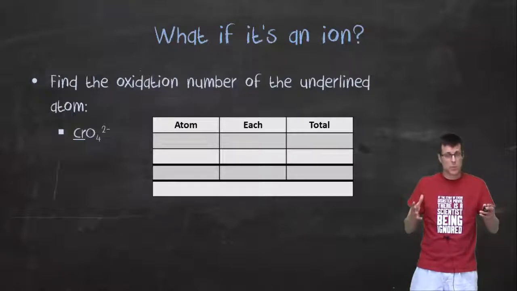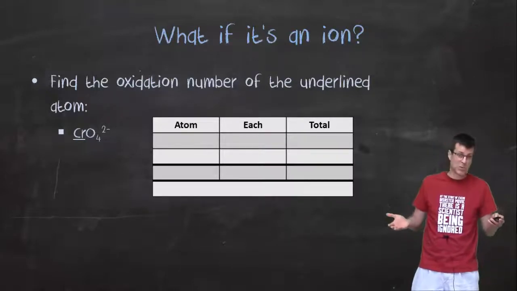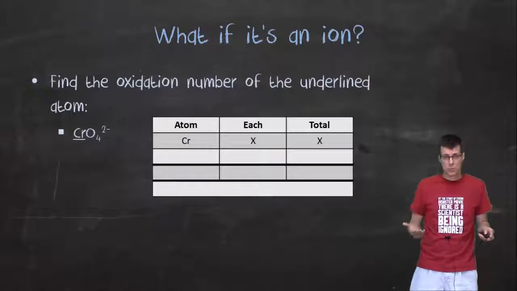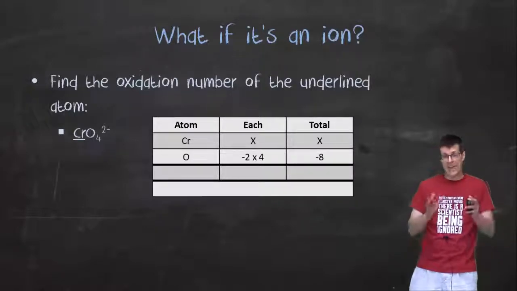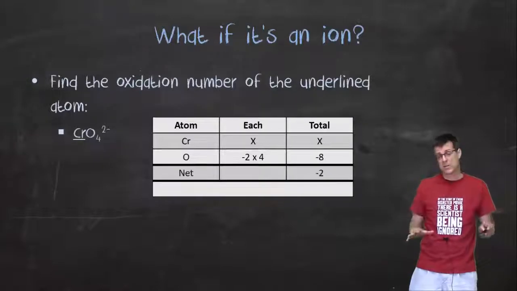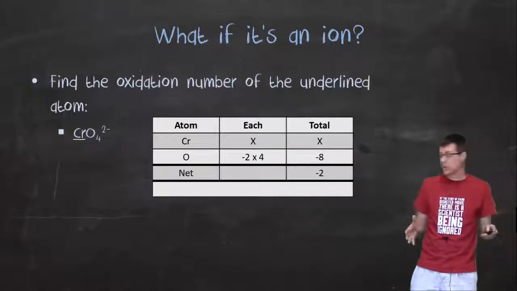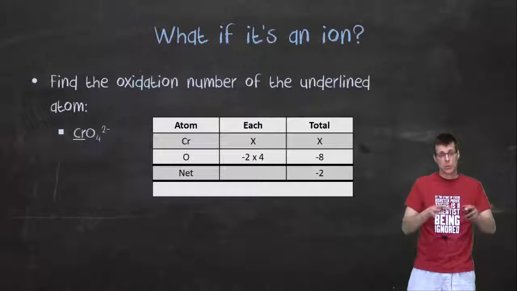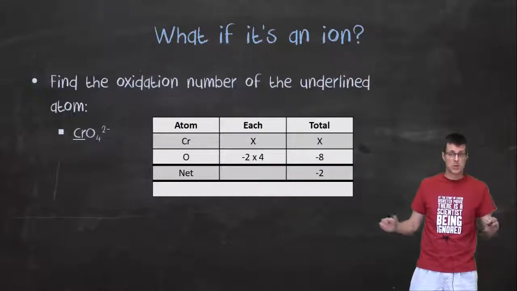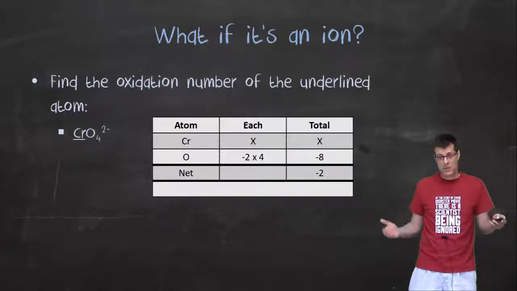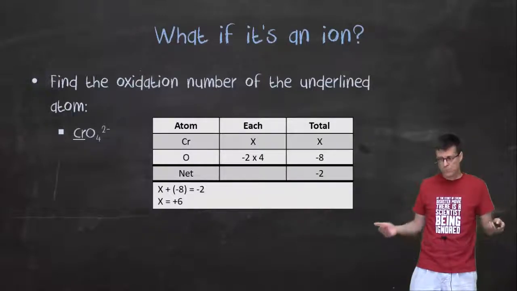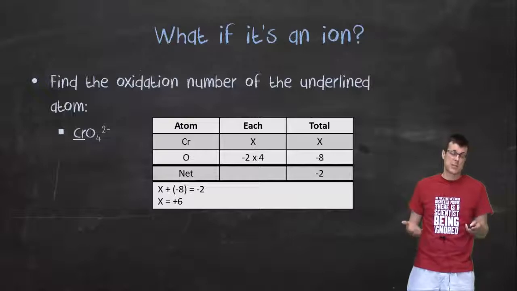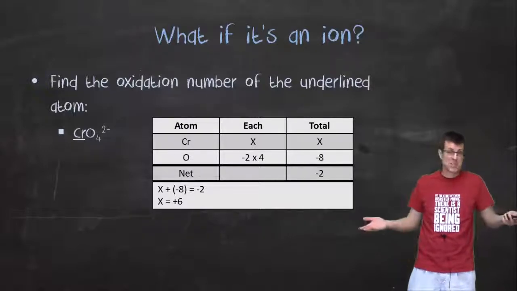What about something like this? If I start out with one of the polyatomic ions, really the same thing. I don't know what chromium is, so I'm going to assign that an X. I do know what oxygen is, and I know that by the time all of that stuff gets worked out and combined, I have an overall -2 ionic charge on that thing. Which means if I solve for X again, exactly as I did before, I end up with an oxidation state of +6 on the chromium. That's all there is to it.